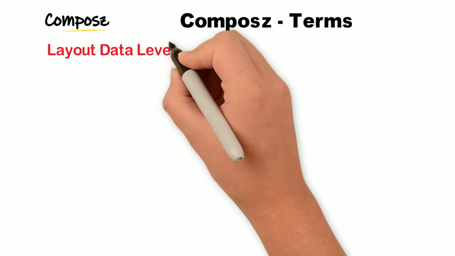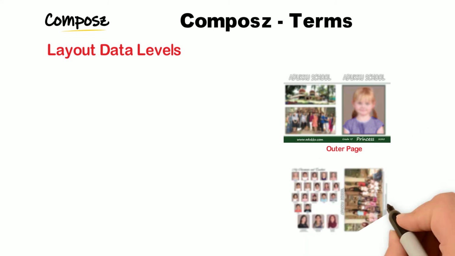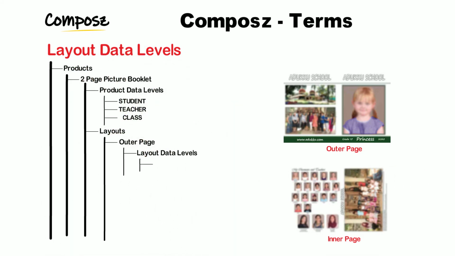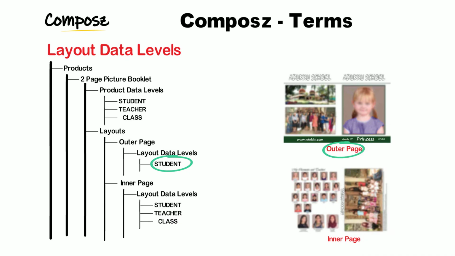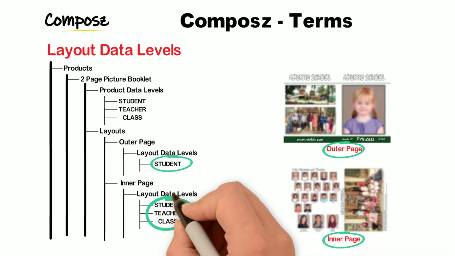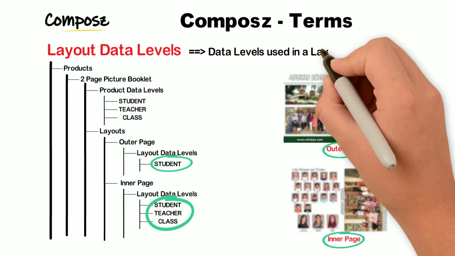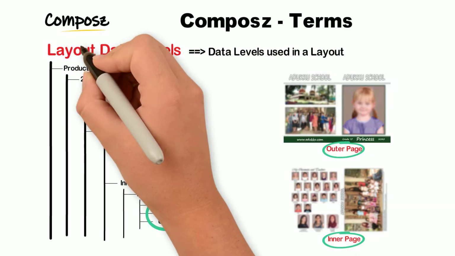Layout data levels. While a product can have many data levels, not every layout or page needs all the data levels defined for the product. For example, in a two-page picture booklet, you only need the student data level for the outer page, while the inner page might need all the data levels like student, teacher, etc. So, you simply choose what data levels you need for each layout, and those data levels are called layout data levels.